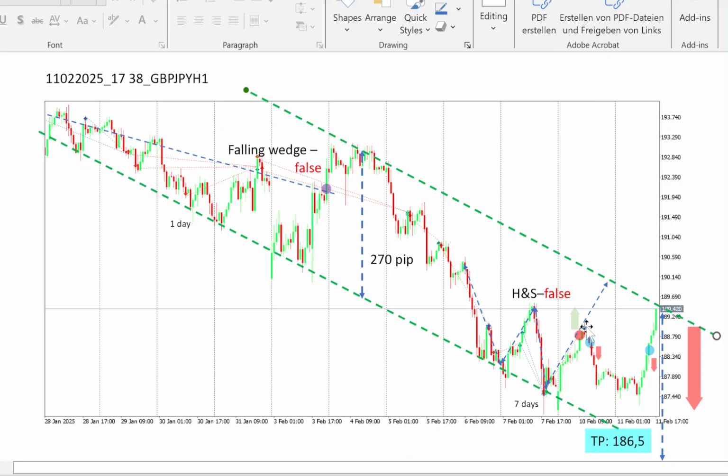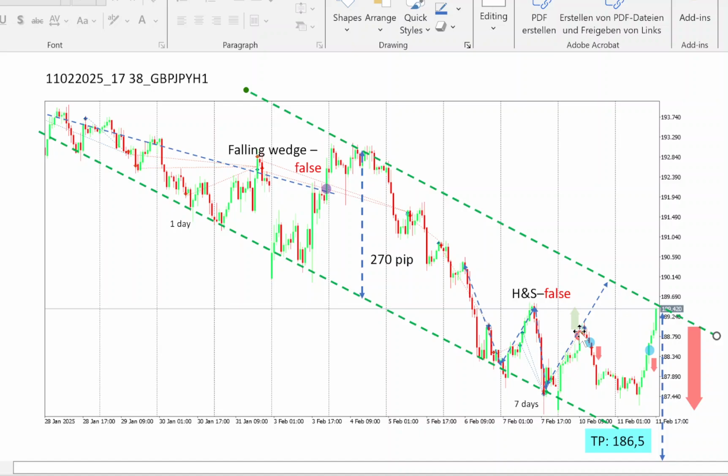Then it went up again, and here the market made what looked like a head and shoulders. At this moment, I put a circle here because I was expecting the price to be a little bit higher. I was expecting the price to go to this level here. But it didn't go immediately. It went only the second day.